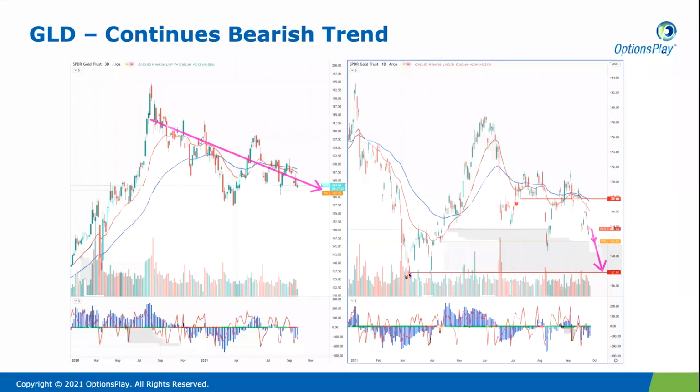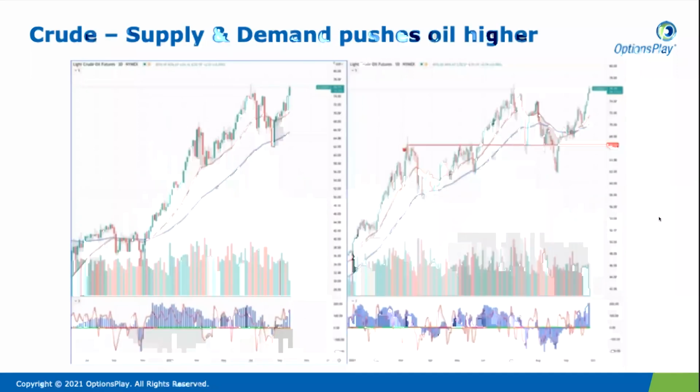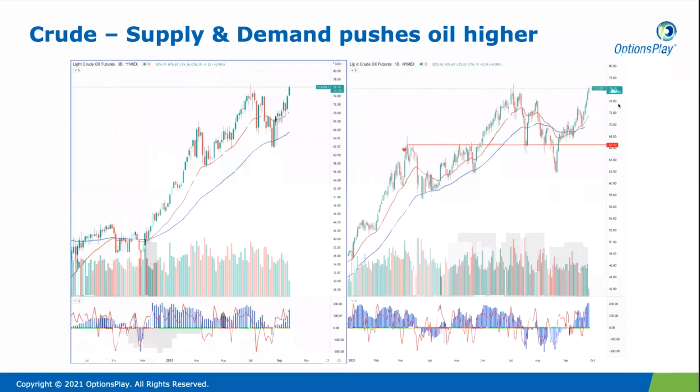My expectation is that we're likely going to retest 157 or so, 158. If we break below 158, that's really where I think we could start to see some further downside, well into the 140s and potentially even 130s to the downside. So gold, bearish trend continues and is at risk, in my opinion, of falling back even further.